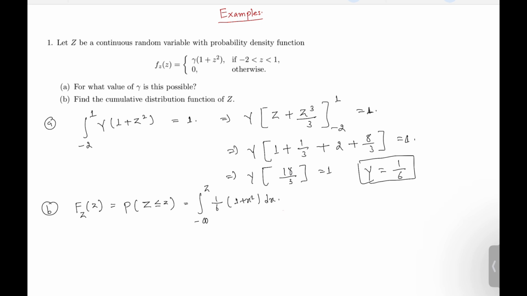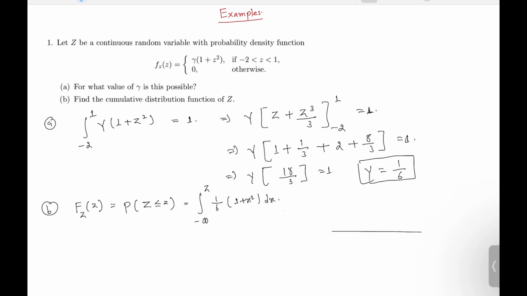And one more point that you need to be very careful about. This PDF is 0 outside this interval, right? And you have the PDF only in a certain interval, so you need to also take care of these intervals while finding the CDF as well.